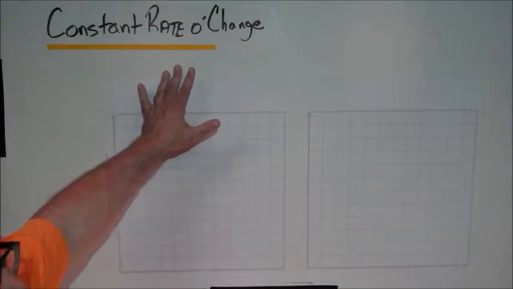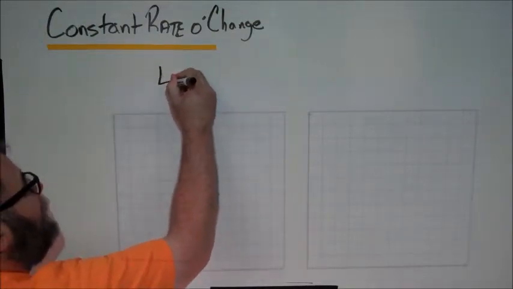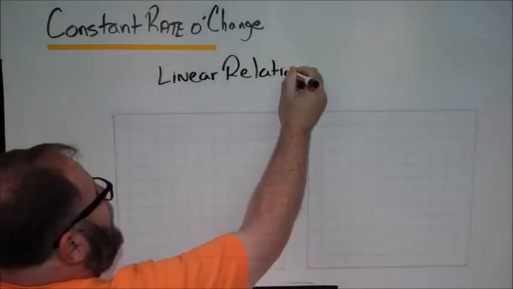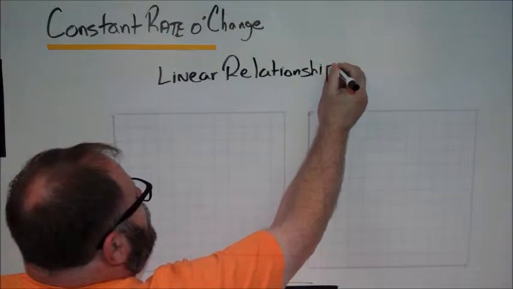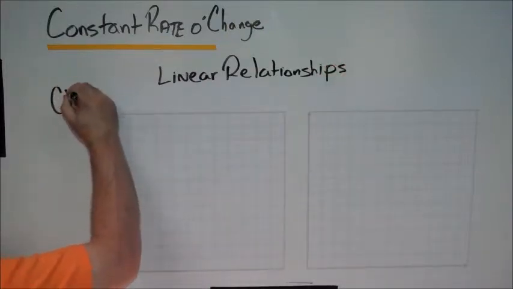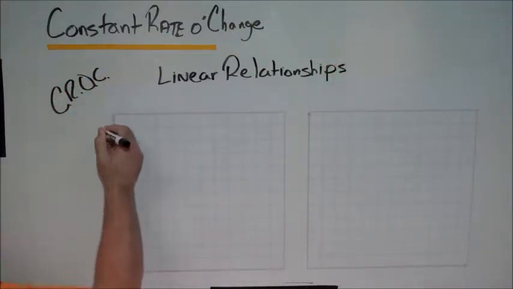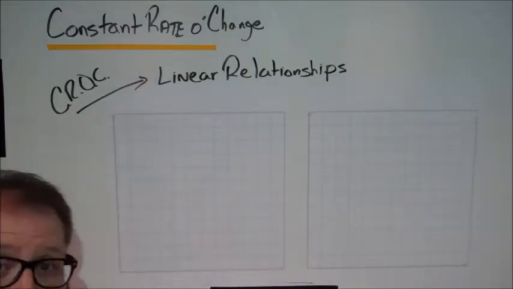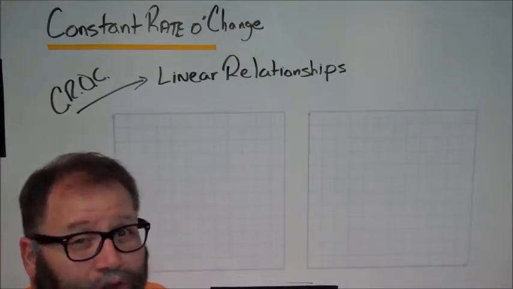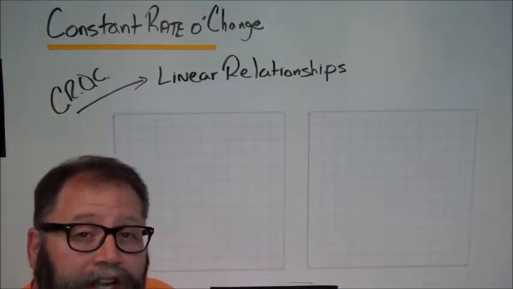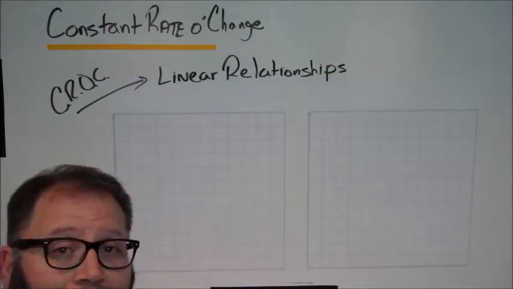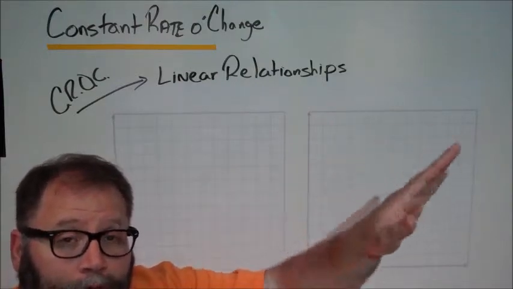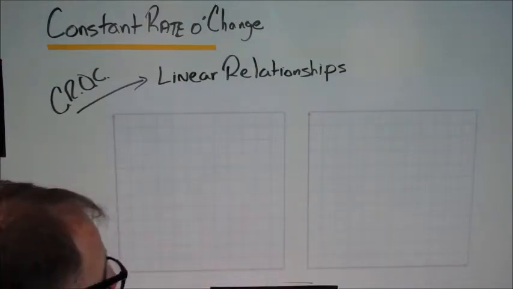With constant rate of change, the thing that we're looking for is linear relationships. When we have a CROC, a constant rate of change, that indicates that the relationship we have is linear. Now I could say linear or I could show you linear, so let's do both. Linear is any equation that when we graph it, would graph as a straight line, and that straight line goes off into infinity, both forward and backward, whether it's increasing or decreasing.